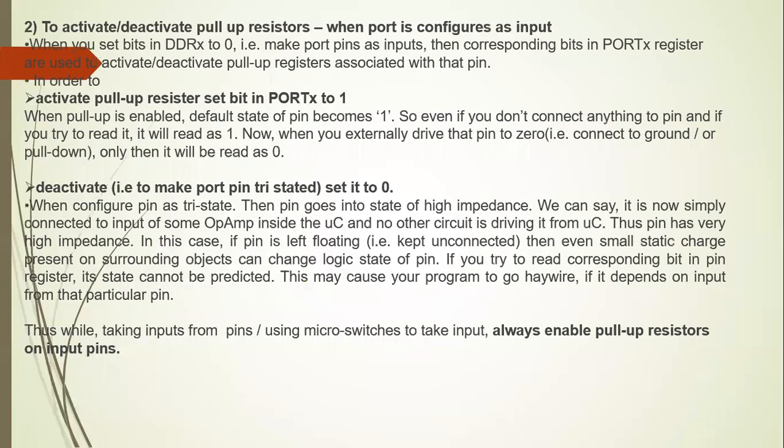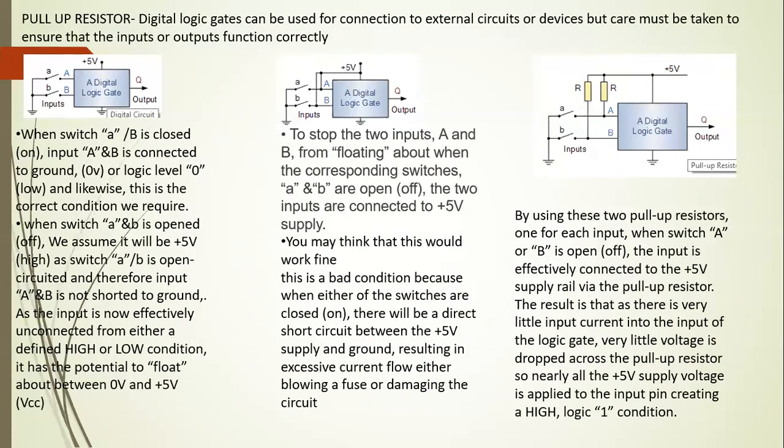The secondary purpose is to activate and deactivate the pull-up resistors. Before proceeding with this, we'll go briefly over the pull-up resistor, not going into much detail. The microcontroller is made up of logic gates, and the output of a logic gate should be either 0 or 1, that is 0 or 5. Suppose you can see in the figure that we have a logic gate, where A and B are the inputs and Q is the output. Here is the VCC and here is the ground.